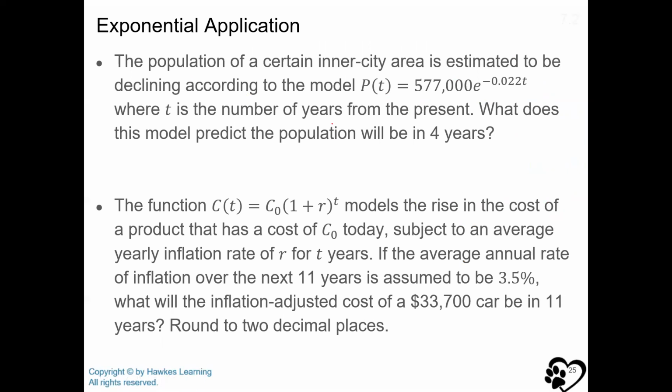Now the first one: the population of a certain inner city area is estimated to be declining according to the model, where t is the number of years. This one, guys, is actually very easy because all you're doing is substituting 4 for t, which represents time, years from the present. Well, in 4 years, t will be 4.